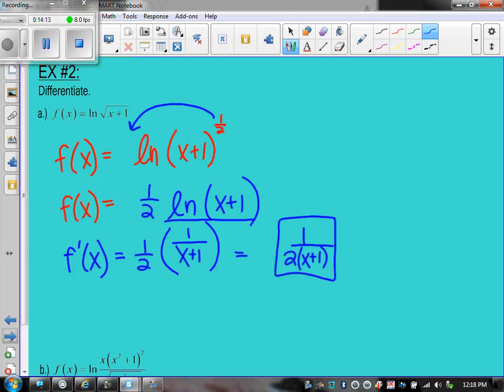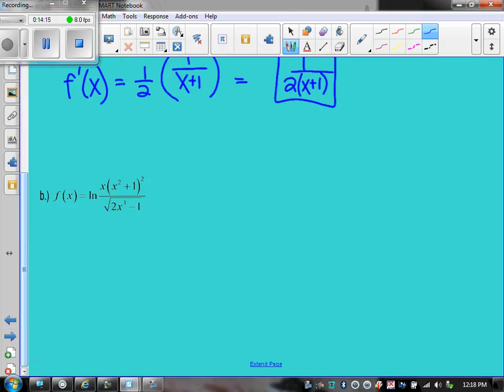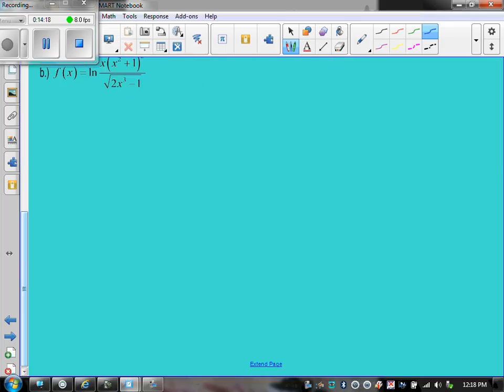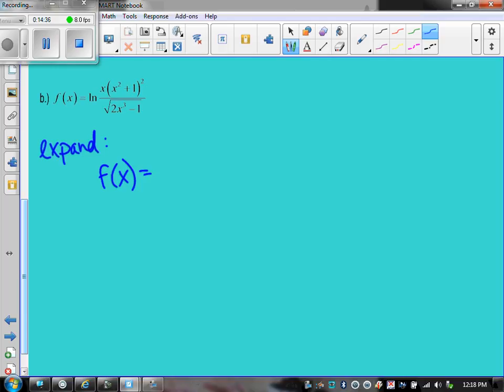Okay. Last one, let's do B. Lots going on here. What do you think we can do before we even start taking derivatives? Let's go ahead and expand it. All right. So my f of x is really natural log of x, and instead of multiplying, I can add the natural log of x squared plus 1 squared.